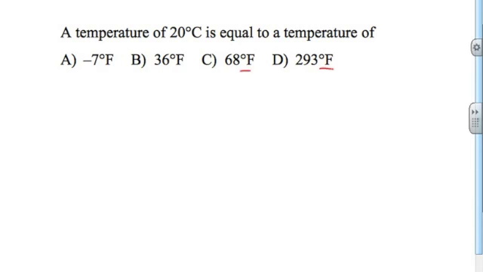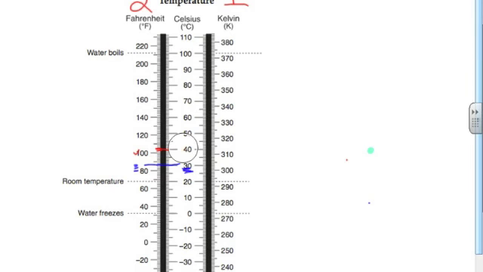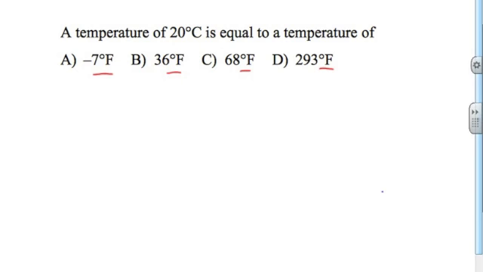And last but not least, a temperature of 20 degrees Celsius is equal to a temperature of how many degrees Fahrenheit? So let's see, 20 degrees Celsius, how many Fahrenheit? 20 C, how many F? Well, my 20 degrees Celsius sits right here, and they want to know how many degrees Fahrenheit that would be. Going up by 2s on the Fahrenheit scale, it looks like it's somewhere between 68 and 70 degrees. Let's eyeball our choices. Oh, 68 degrees Fahrenheit.